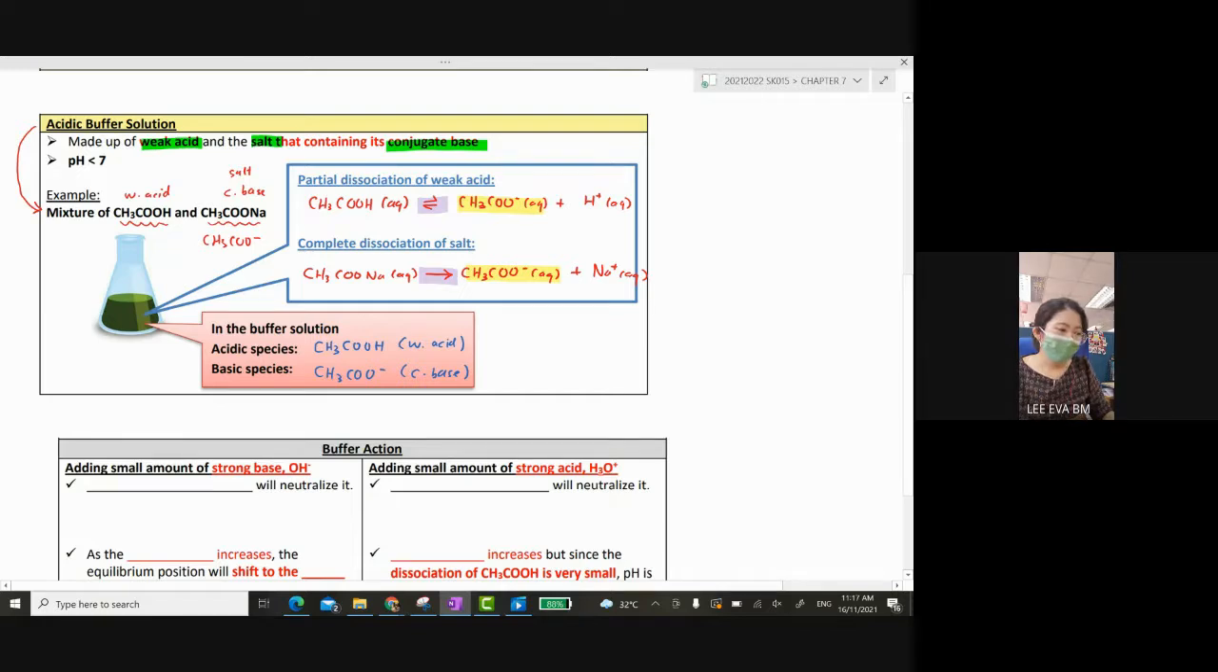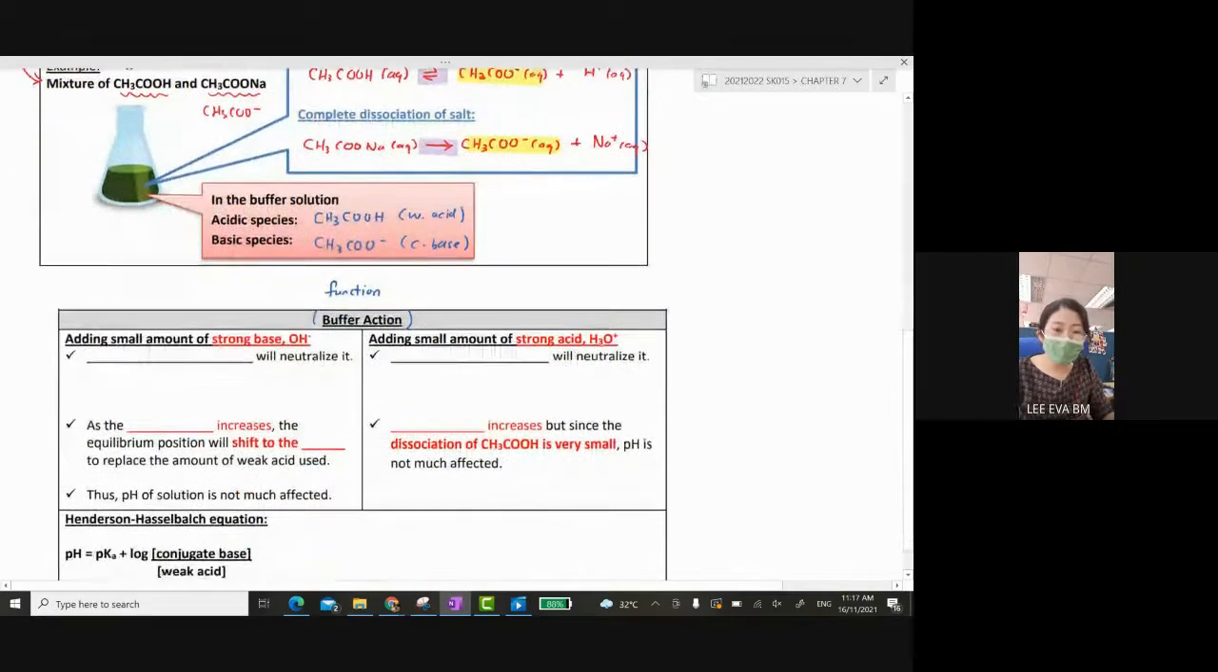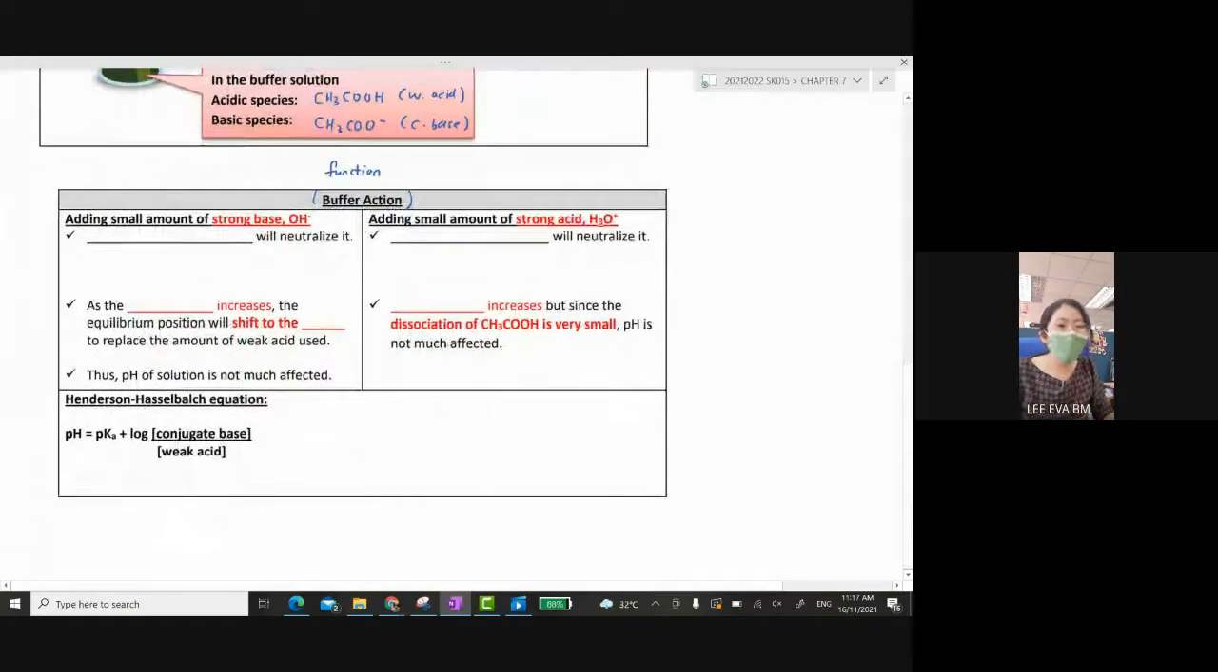Okay, so just now we said that the function of this buffer is to resist the pH change, to maintain the pH value. So this one refers to our buffer action. Ataupun macam mana kita nak tunjukkan function buffer solution ini, kita panggil dia sebagai buffer action. And then we want to see how it maintains your pH. Okay, so there are two scenarios.